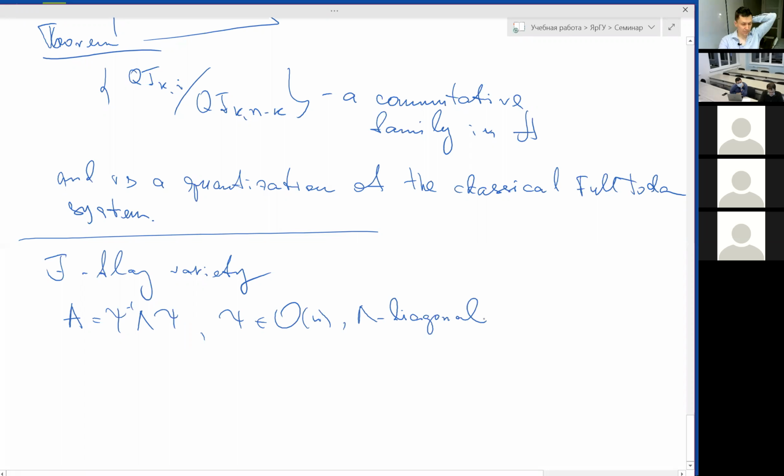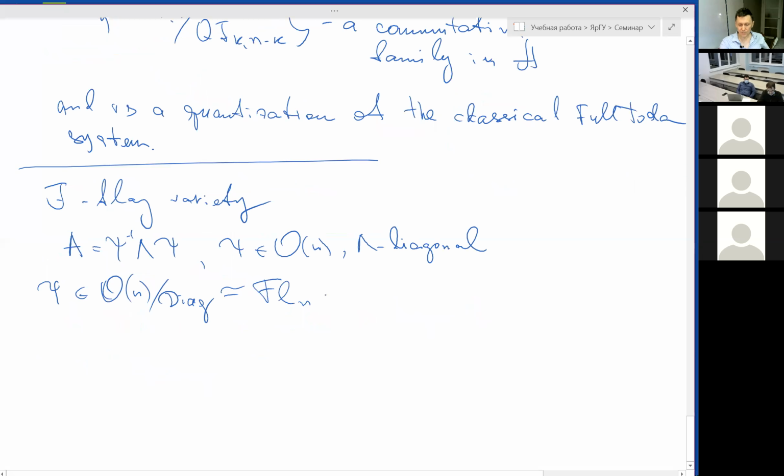And that's why this system can be thought of as a dynamical system on the flag variety, because psi, in fact, can be thought of as an element of the orthogonal group divided by the group of diagonal matrices which act trivially on lambda, and this is exactly the variety of full flags in the A_n case.